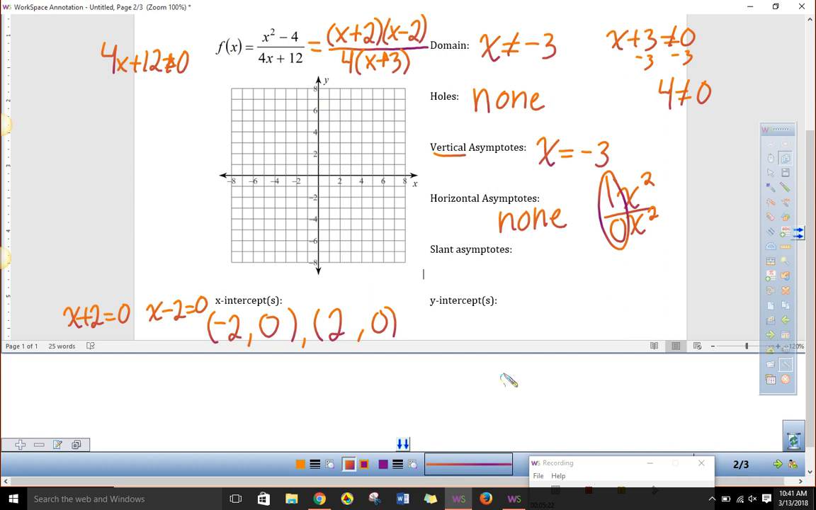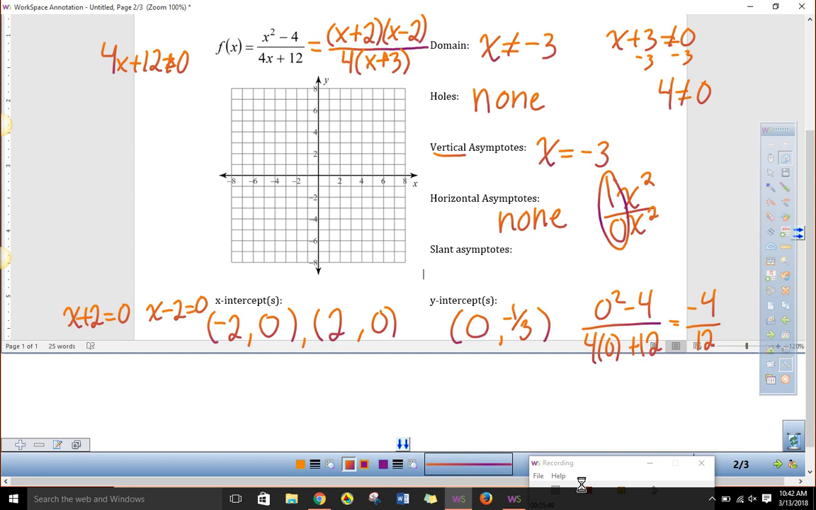Cool. Alright, how about y-intercept? What do you know about your coordinate for your y-intercept? Your x is going to be 0. You're figuring out what number the y is. So what are you really doing here? Plugging in 0. So you get 0 squared minus 4 over 4 times 0 plus 12. So negative 4 over 12, which reduces down to negative 1/3. Very nice. We're doing okay?